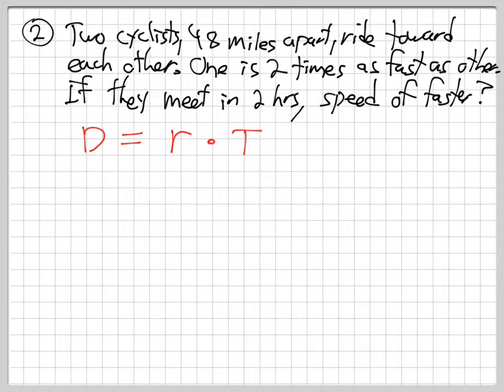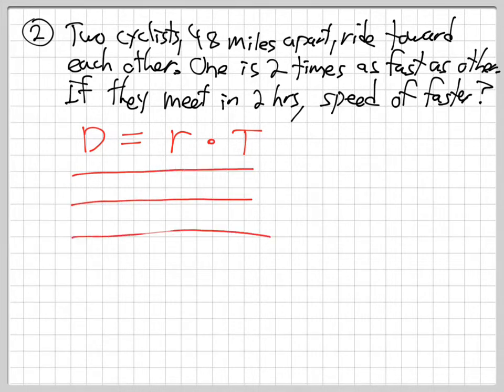Distance equals rate times time. So what we're going to do is make 6 boxes, 2 underneath each letter. 2 under the D, 2 under the R, 2 under the T. That's what I told you earlier. You said do: distance is rate times time.